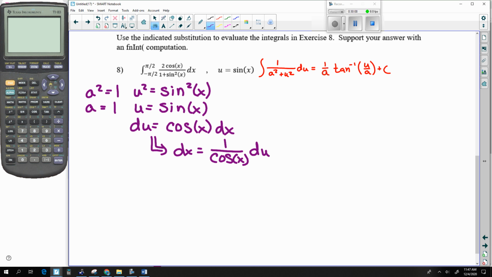I don't think I need to solve for x, but I would take the inverse sine, but I don't think I need to. I don't see any individual x's showing up. All right, so I do need to reevaluate my limits, which is going to be pi over 2 and negative pi over 2. So sine of pi over 2 is, sine is the y-coordinate, and the y-coordinate at negative pi over 2 is negative 1.